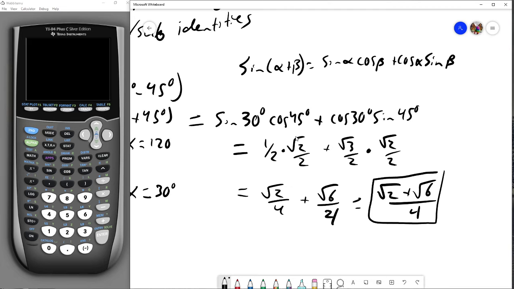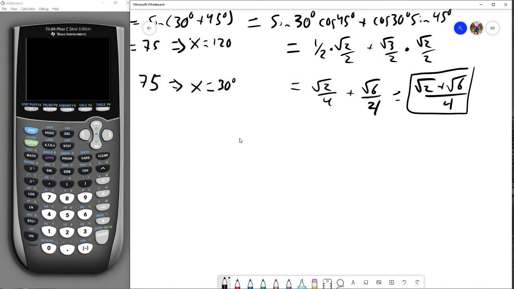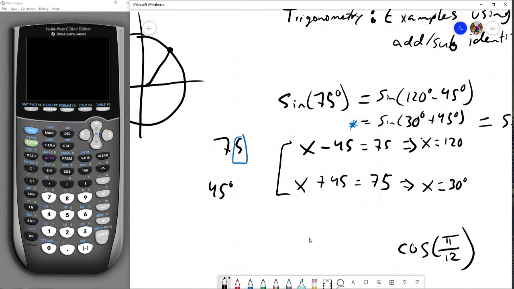Alright, let's pick another example. Let's do a cosine one. So suppose we have cosine of pi over 12. Alright, so cosine pi over 12 is a rather small angle, right? It's smaller than pi over 6. And we know pi over 6 is actually 30 degrees, right? Pi over 12 is half of that. So that means pi over 12 has to be 15 degrees.